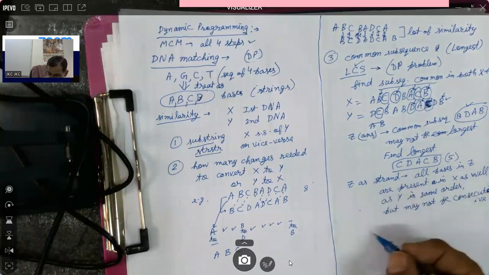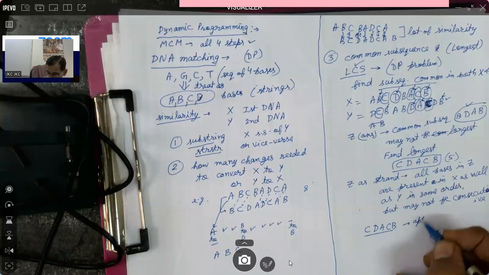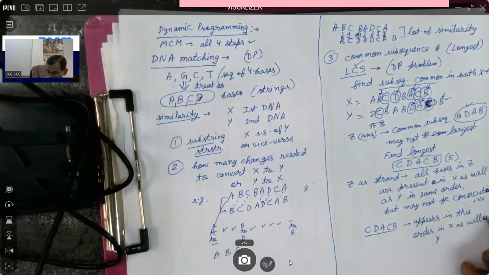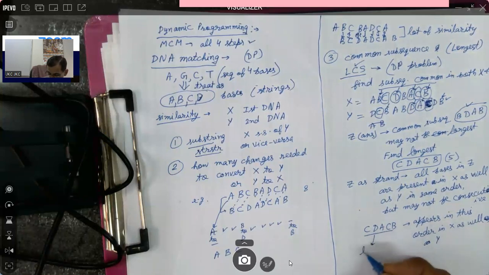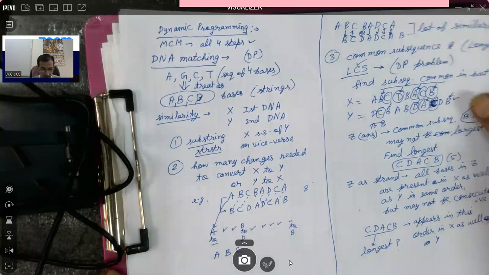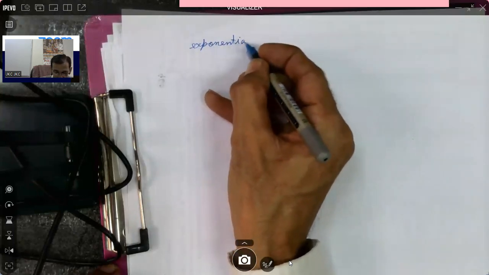So, for example, C, D, A, C, B, I can easily see, appears in this order in X as well as in Y. So this could be one possibility for the answer. And maybe can we find longer than this? Is it longest or not? We are not sure. But this is what we mean by DNA matching. And such a problem, if solved this way, obviously you can see it would be an exponential solution. How to solve this? How to find such matches?